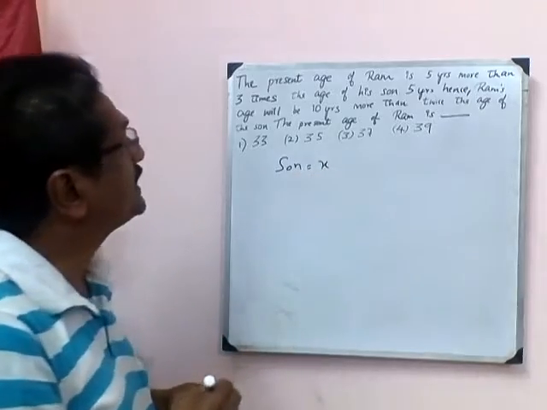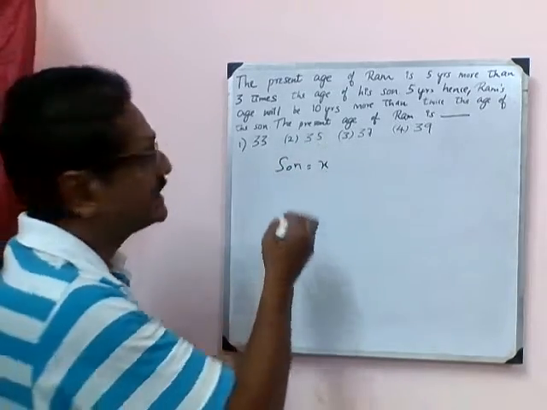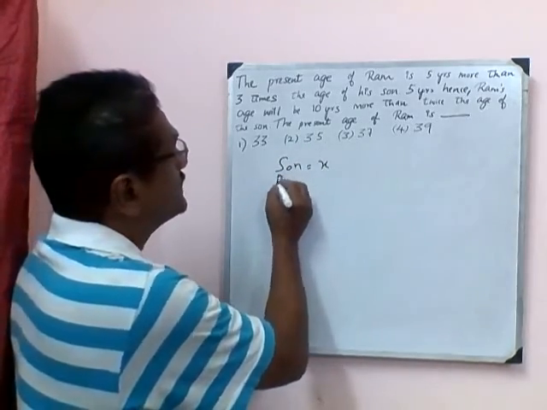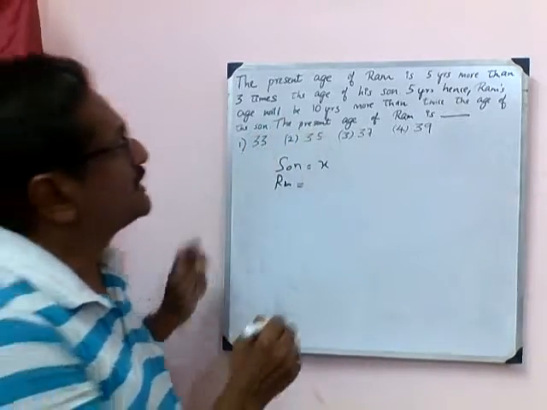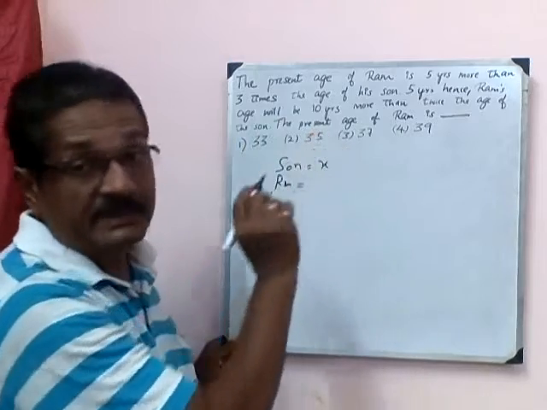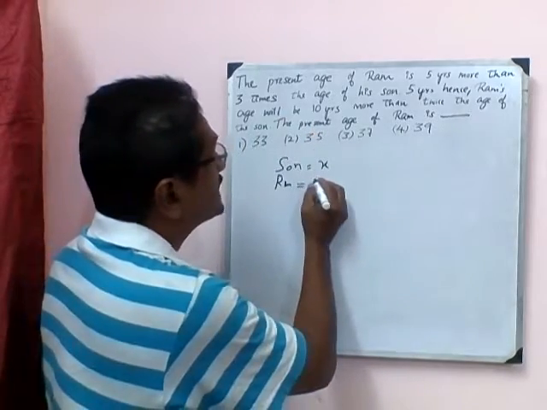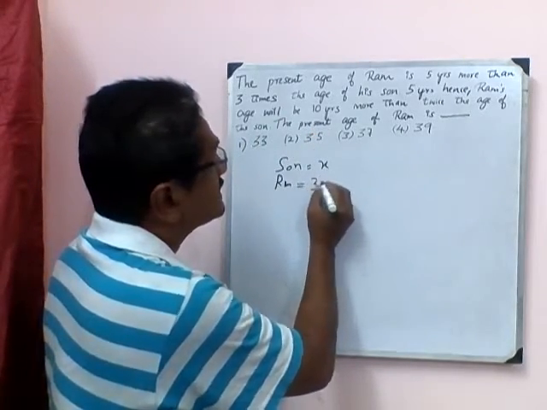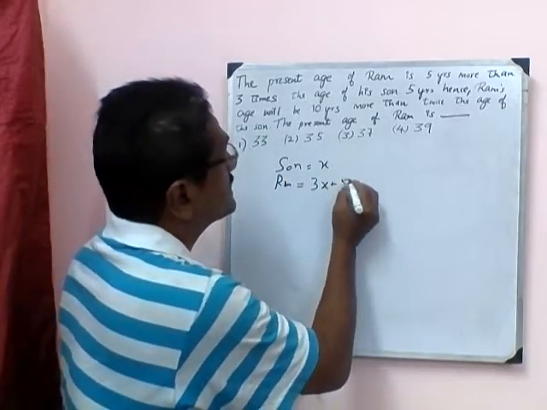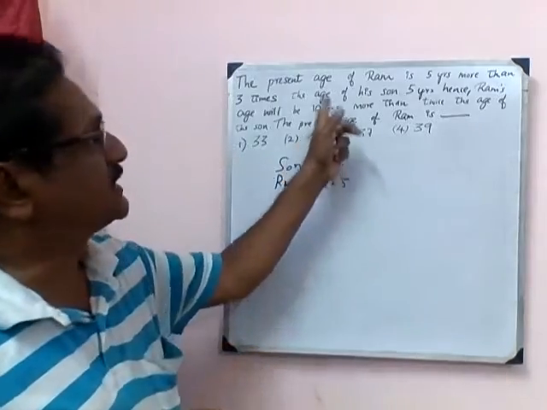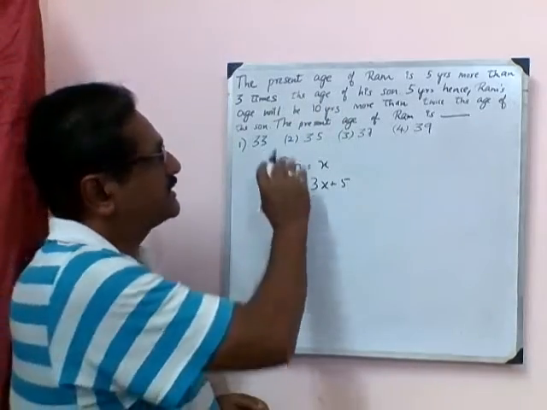Now what will be the father's age from the given condition? Ram's age is equal to 5 years more than 3 times the age of his son. So what is 3 times the age of his son? 3x. Fine. So it is 3x plus 5. This is the present situation from the question.